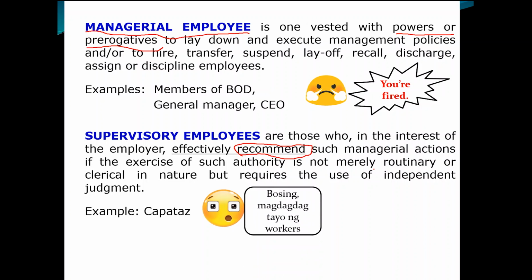Yan. Bossing, magdagdag tayo ng worker. Yan. Effectively recommend.